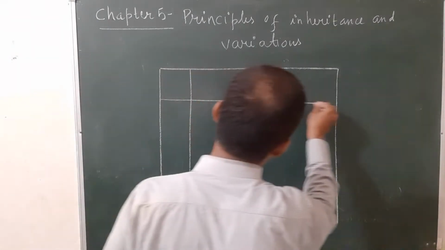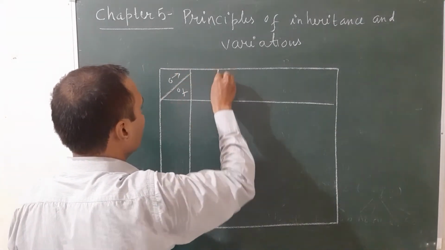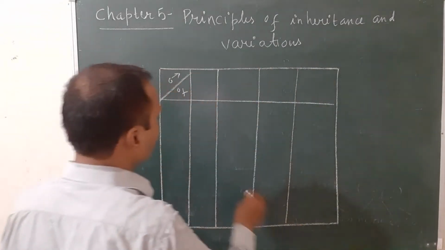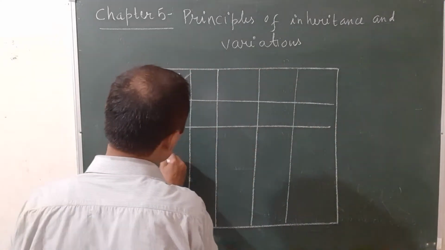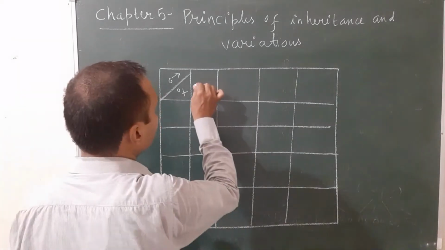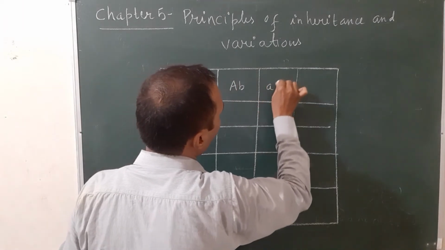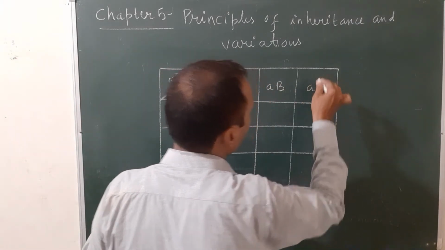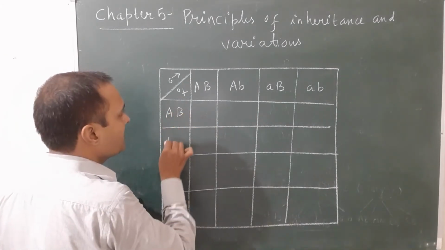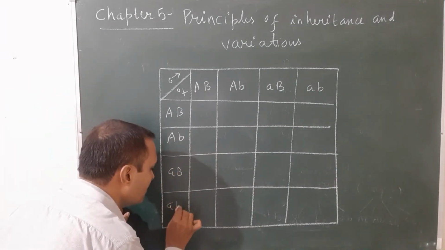So make a unit square, and here you will write male and here female. Then you will put the gametes, and combine the male gamete with the female gamete. First of all you make the unit square, then put the gametes. The first gamete is capital A, capital B. Second one capital A, small b. Third one is small a, capital B. Fourth one is small a, small b. Here again the same: capital A, capital B; capital A, small b; third one small a, capital B; fourth one small a, small b.